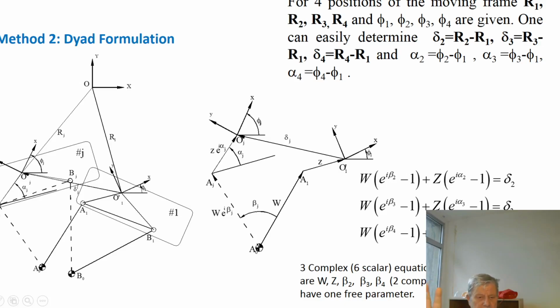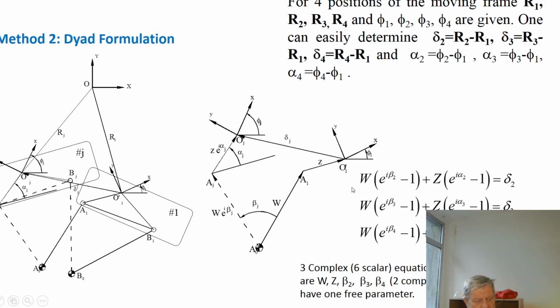It is the four position derived from the four positions as you can see over here. Now what we don't know is the two complex numbers, W and Z, and we don't know beta 2, beta 3 and beta 4, the crank angles. So this will constitute two complex, three scalar, or seven scalar unknowns.